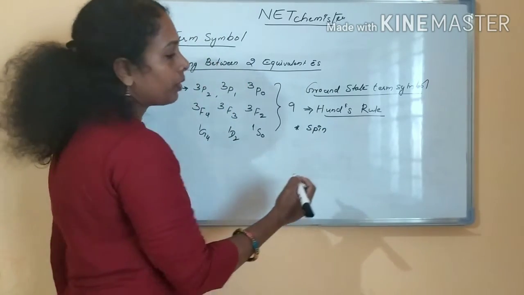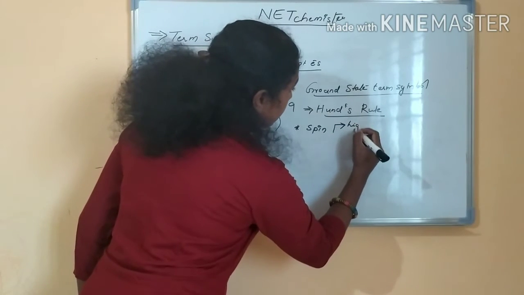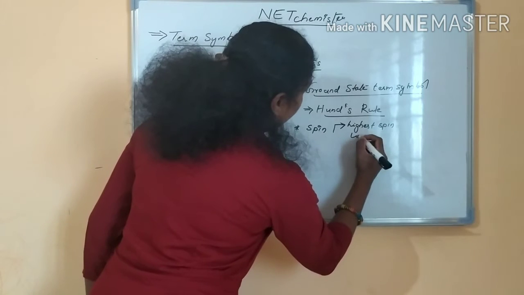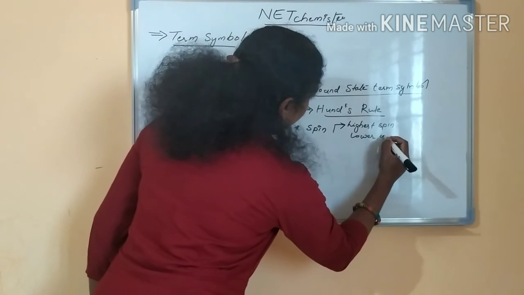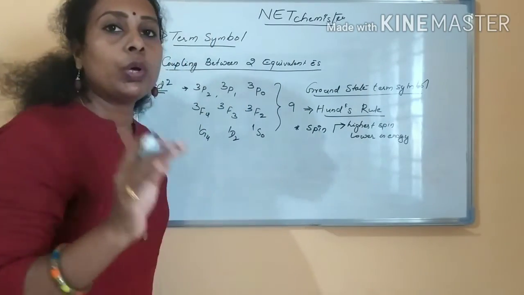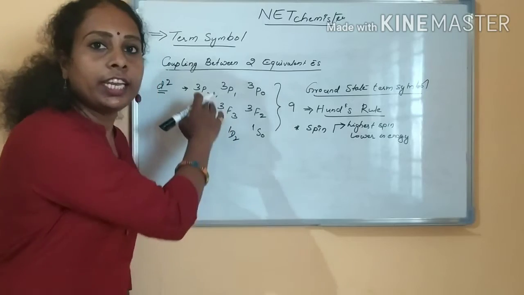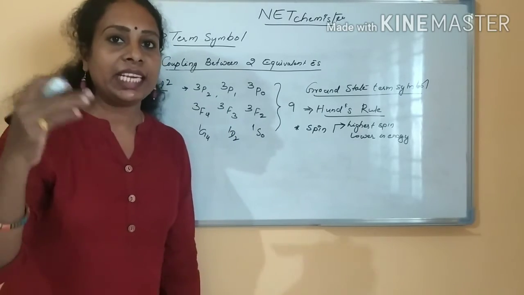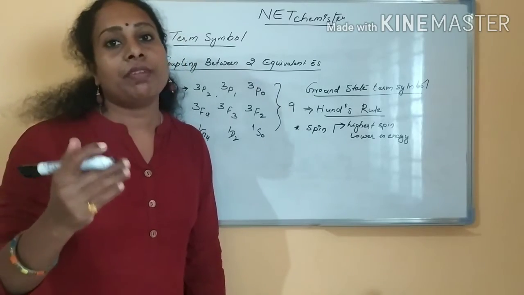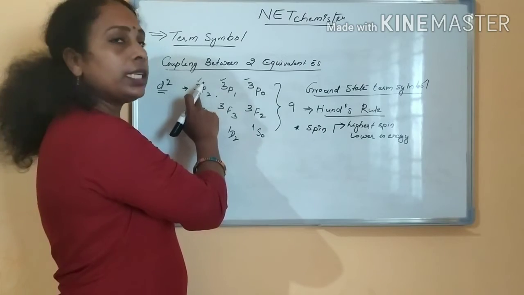Spin. The term which has the highest spin number, the highest spin, will be lower in energy. So the term with the highest spin number, here it is a triplet spin, right? You have got 3. So the term with the highest spin number will be lower in energy. First thing, spin: the highest spin is the triplet state.